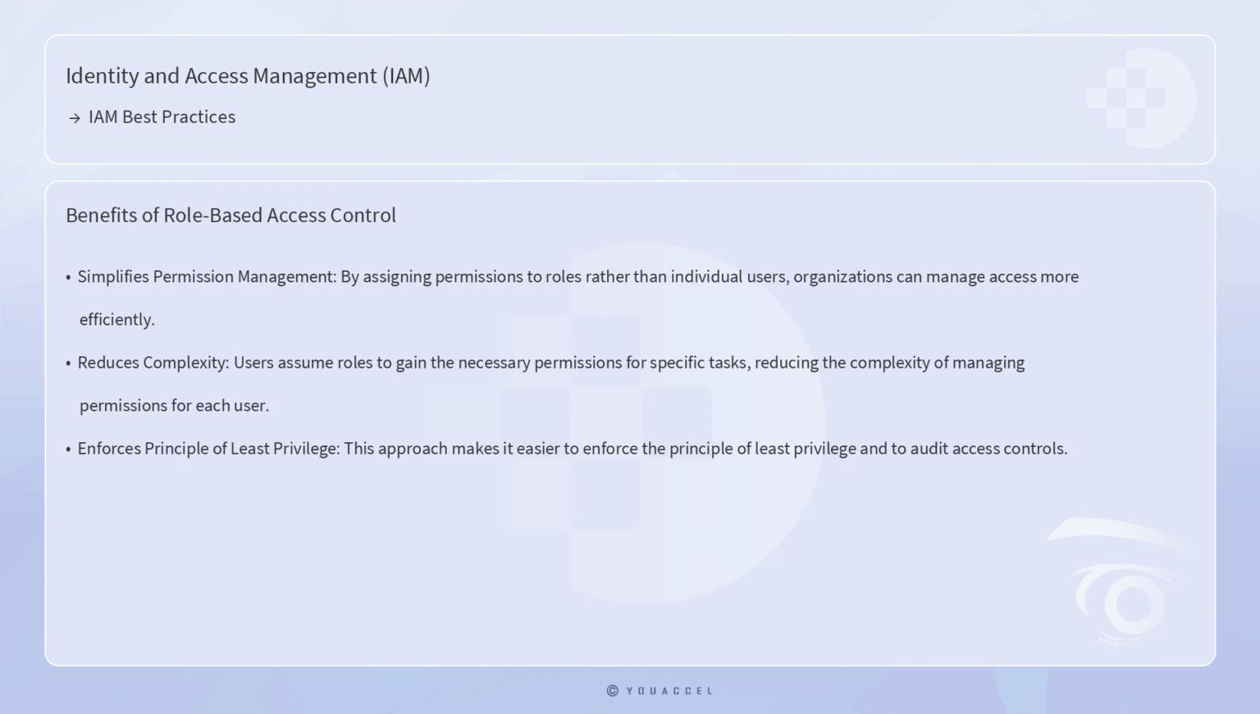Role-based access control is another best practice that simplifies permission management and enhances security. By assigning permissions to roles rather than individual users, organizations can manage access more efficiently. Users assume roles to gain the necessary permissions for specific tasks, reducing the complexity of managing permissions for each user. For example, a developer role might have access to development resources, while a separate role for administrators has broader access to manage infrastructure. This approach not only streamlines permission management, but also makes it easier to enforce the principle of least privilege and to audit access controls.